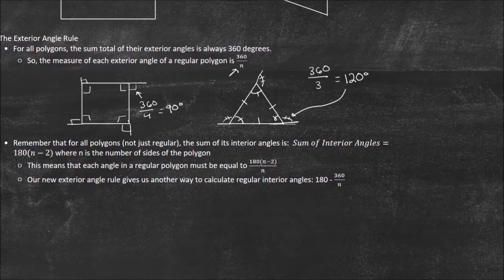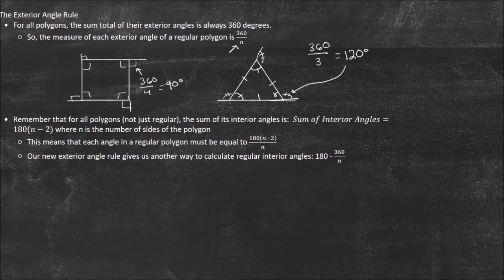And remember, for interior angles, the interior angle rule here is 180 times n minus 2. And so each angle in a regular polygon has to be 180 times n minus 2, divided by n. And the new exterior angle rule actually gives us another way to calculate regular interior angles by doing 180 minus the 360 divided by n. This is an important concept. So what it's saying is that if you figure out the exterior angle, using the formula we have right here, 360 divided by n, the measure of each regular exterior angle, I can take 180 minus that to get the interior angle.